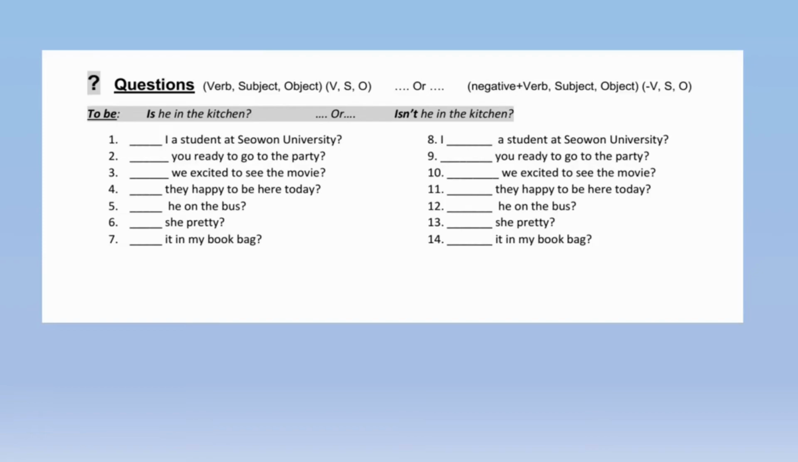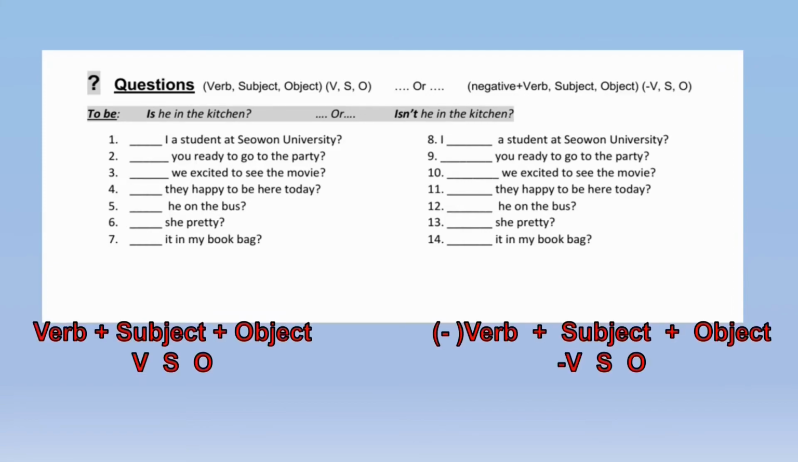There is also another way of asking questions. That's using a negative form of the verb, subject, and object. So negative V, S, and O. They're asking the same question, but there are two different manners of asking.